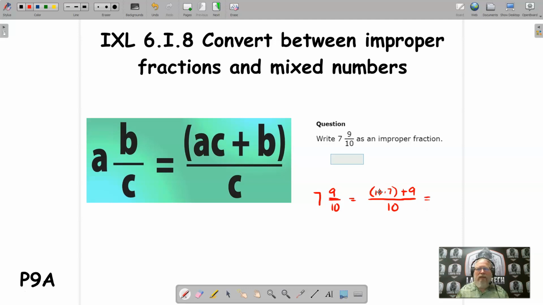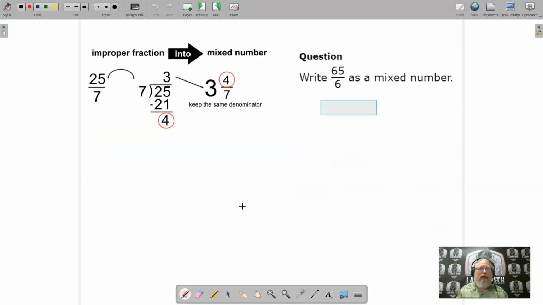So 10 times 7 is 70, plus 9 is 79, and the denominator stays as 10. So we see that 7 and 9/10 is equal to 79 over 10. Now let's go ahead and talk about how you convert an improper fraction to a mixed number, going back the other way.